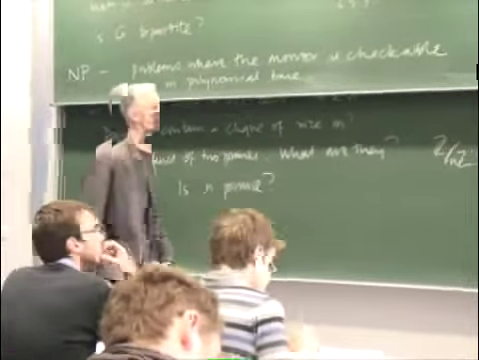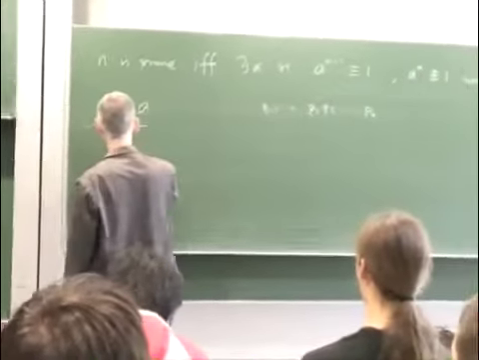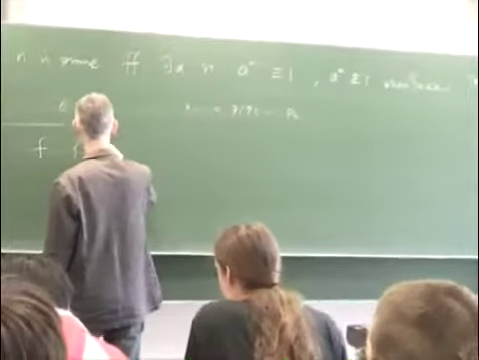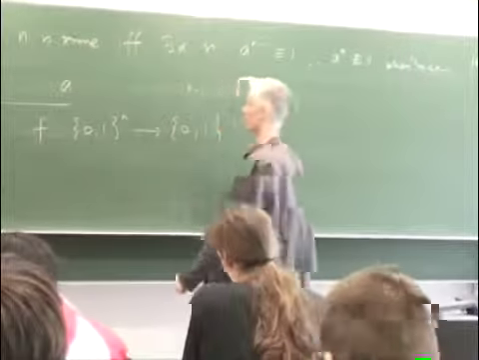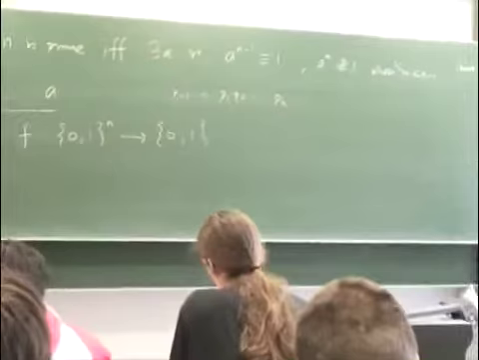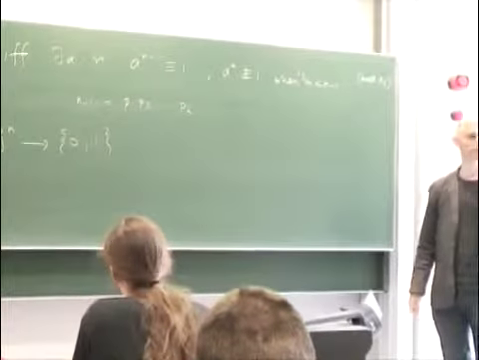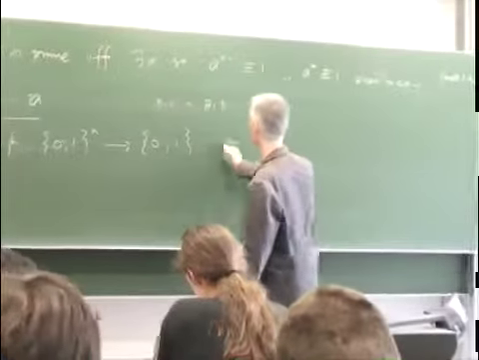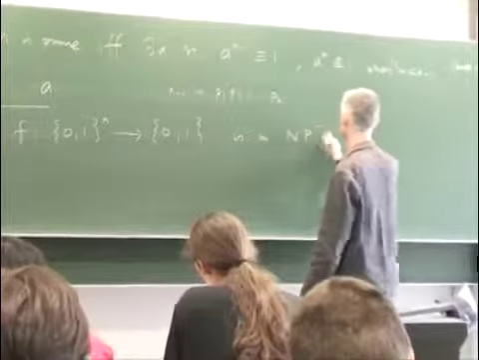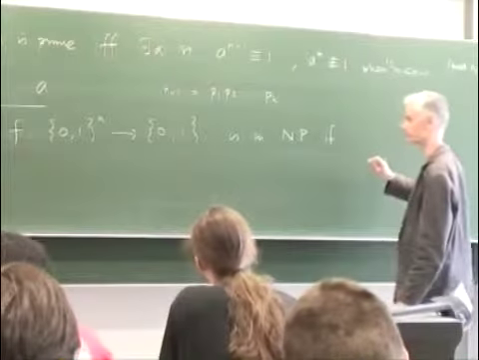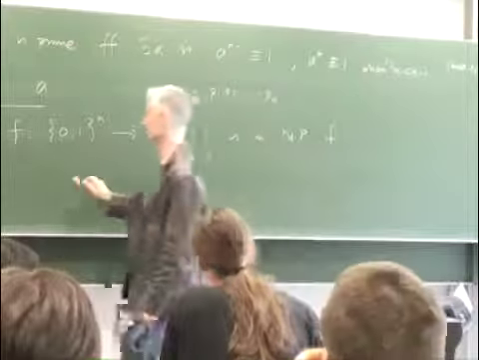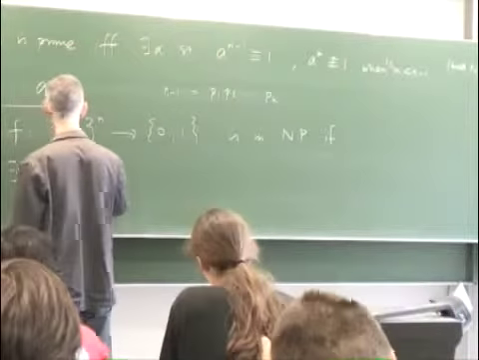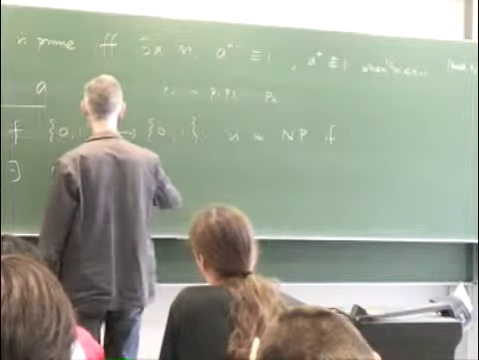So now let's go a little bit more formal about what NP is. So supposing I've got a Boolean function from 0,1 to the n to 0,1. When do I say it's in NP? If there exists another Boolean function.